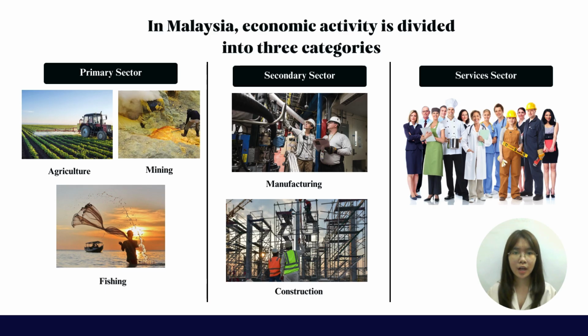In Malaysia, our economic activities are divided into three categories, which are the primary sector, secondary sector, and the service sector. Examples of the primary sector are agriculture, mining, and fishing, while the secondary sector includes manufacturing and construction, and the service sector includes doctors, teachers, and others.